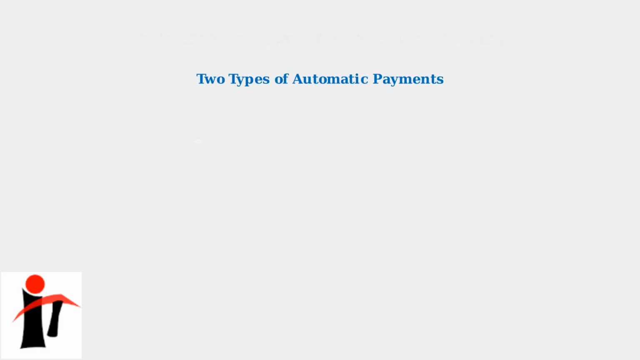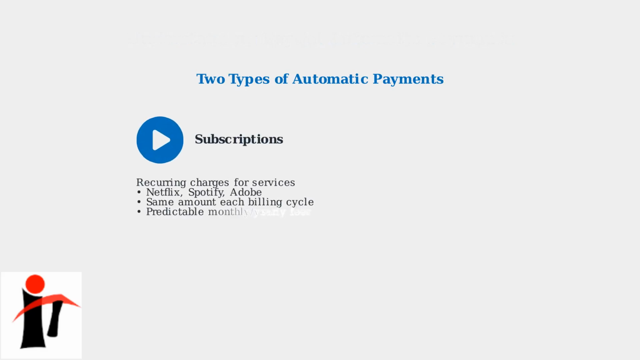PayPal offers two distinct types of automatic payments that work differently and serve different purposes. Understanding these differences is crucial for proper management of your recurring charges. The first type is subscriptions. These are recurring charges for services like Netflix or Spotify. They charge the same amount each billing cycle and are predictable monthly or yearly fees.